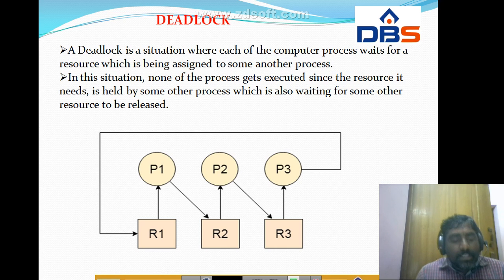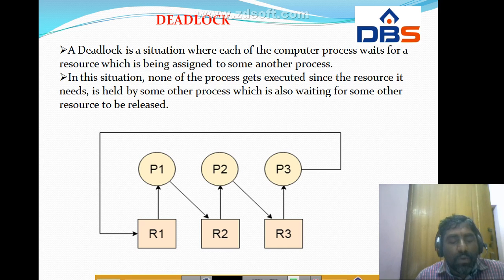Let us assume that there are three processes, P1, P2, P3, and three different resources, R1, R2, R3. R1 is assigned to P1, R2 is assigned to P2, and R3 is assigned to P3. After some time, P1 demands R2, which is being used by P2. P1 halts its execution since it cannot complete without R2.